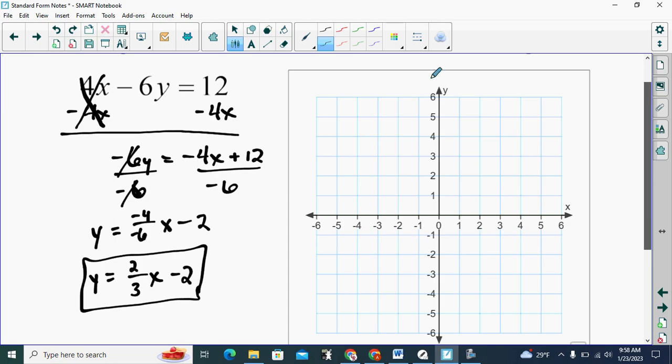And based on lots of what we've been working on, hopefully we can graph that. Down 2 for the y-intercept. Slope is rise over run. Up 2, right 3. And we've got our line.